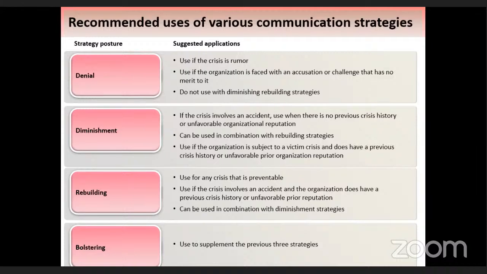Then diminishment. If the crisis involves an accident, use it when there is no previous crisis history or unfavorable organizational reputation. It can be used in combination with rebuilding strategies. Use it if the organization is subject to a victim crisis and does not have a previous crisis history or unfavorable prior organizational reputation. Then we have rebuilding. This strategy can also be used for any crisis that is preventable. It can be used if the crisis involves an accident and the organization does not have a previous crisis history or favorable prior reputation. It can also be used in combination with the diminishment strategy.